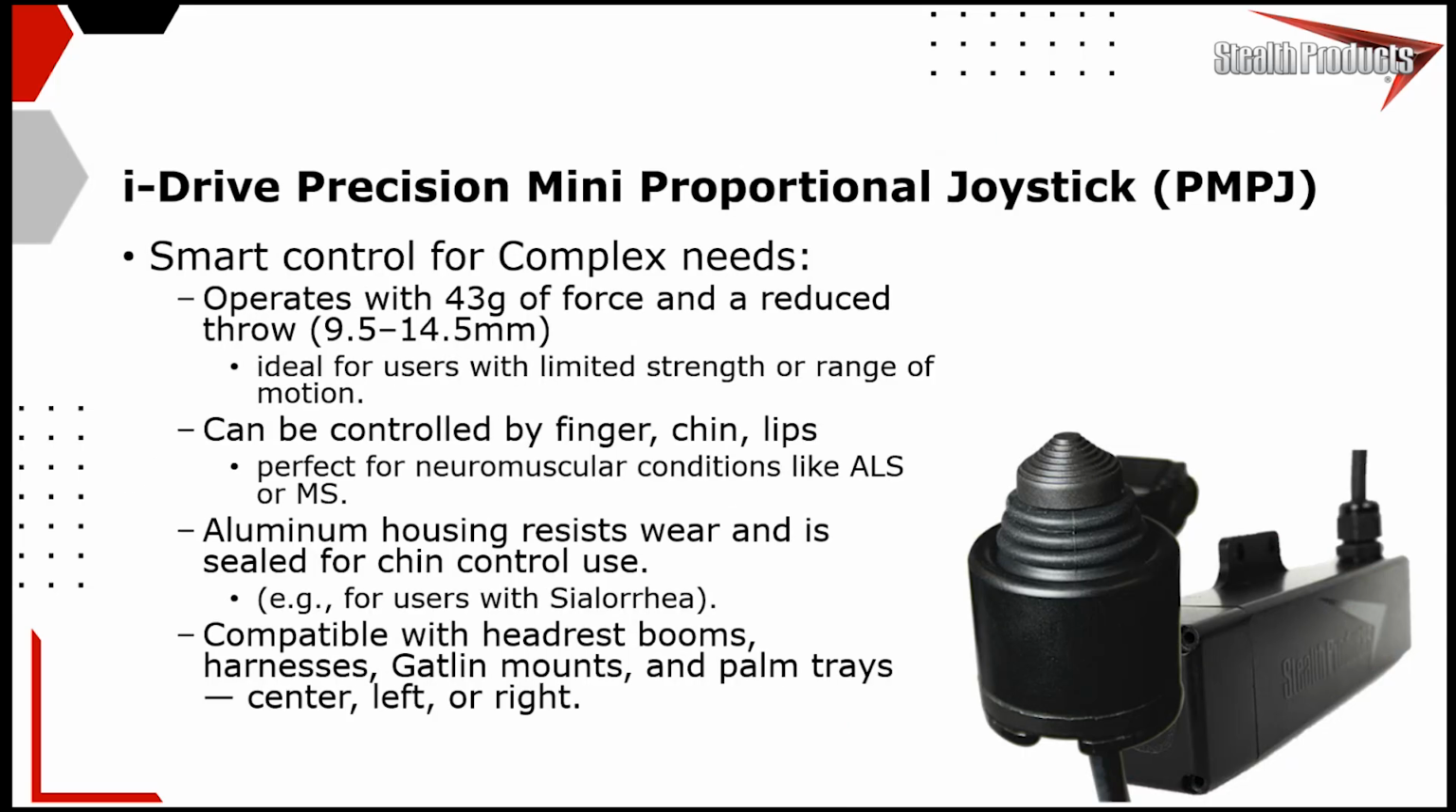The first joystick here that we'll talk about is our Precision Mini Proportional Joystick. The sensor on this joystick has a pretty large throw distance for a joystick of its size. It's got an aluminum housing, so what this means is it's a pretty robust little joystick that with that large throw distance, that zone that the client has to operate the chair in is larger, meaning they can be more precise with the control of the chair.